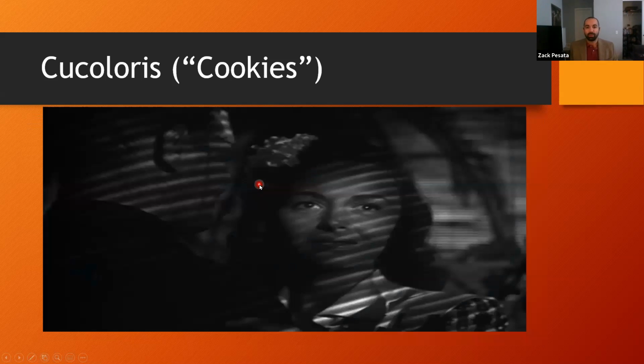Another thing that a lot of filmmakers use are patterns. Cucoloris or cookies are essentially just patterns that are cut out and you place in front of a light fixture. And what will happen is if you're lighting it correctly, you can create a pattern out of the light, right? The shadows have a pattern from the light, and this simulates light coming through blinds on a window to create this pattern.